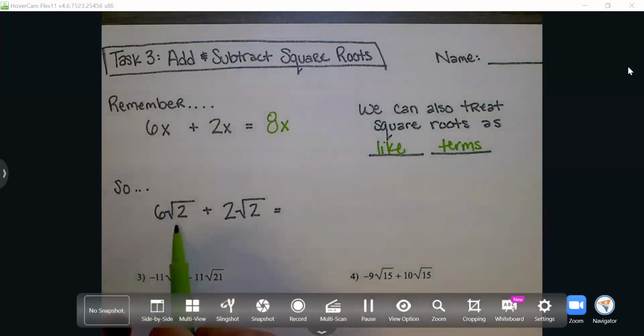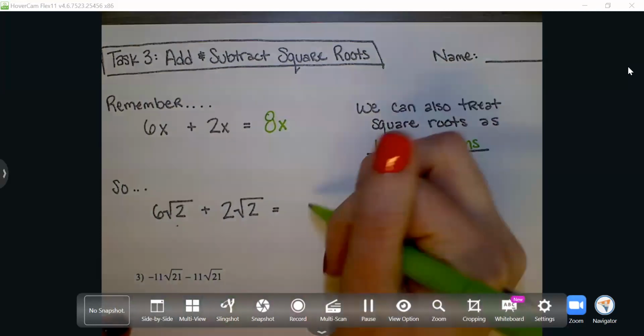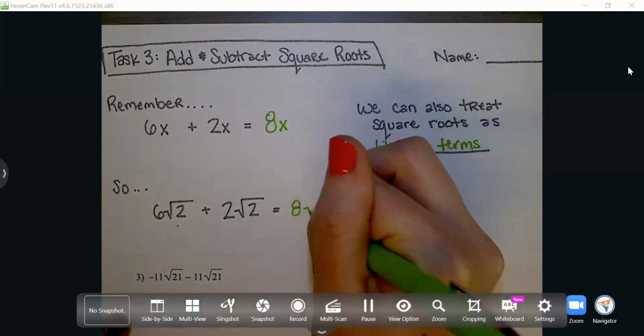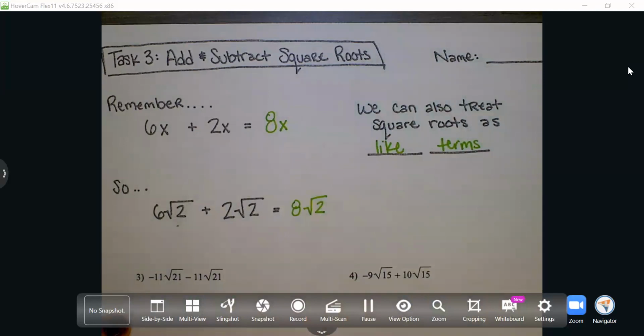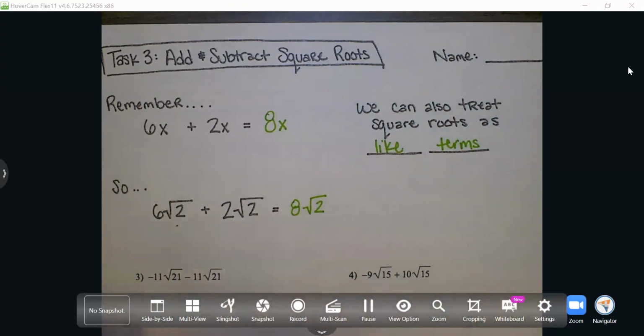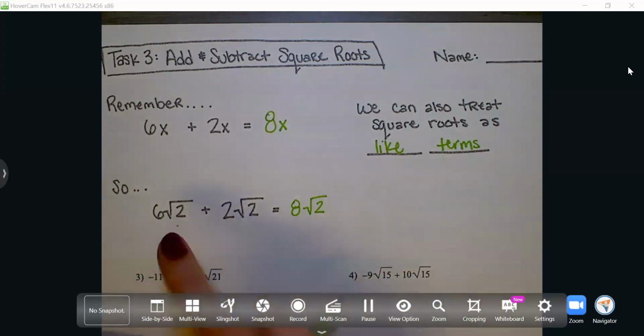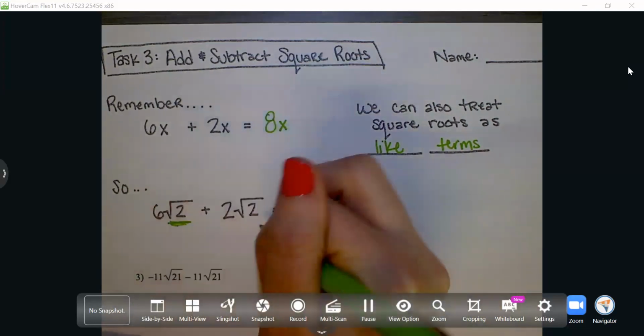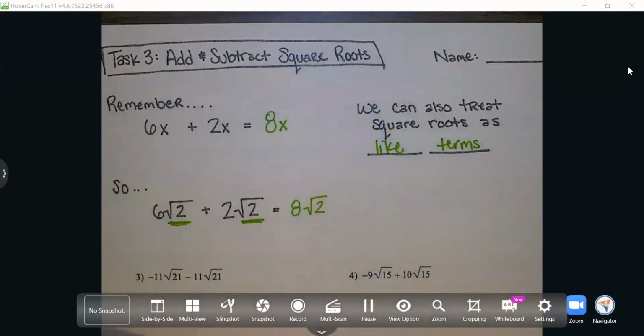So 6 square root of 2 plus 2 square root of 2 gives me a total of 8 square root 2. If I needed to simplify the square root in any way, I would do that. But as far as just adding and subtracting, as long as they have the same square root attached to them, I can add or subtract them together.